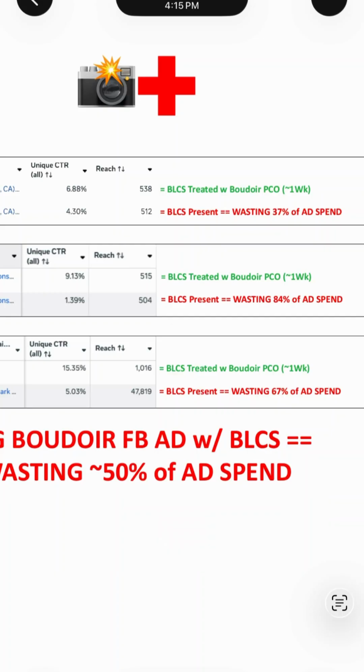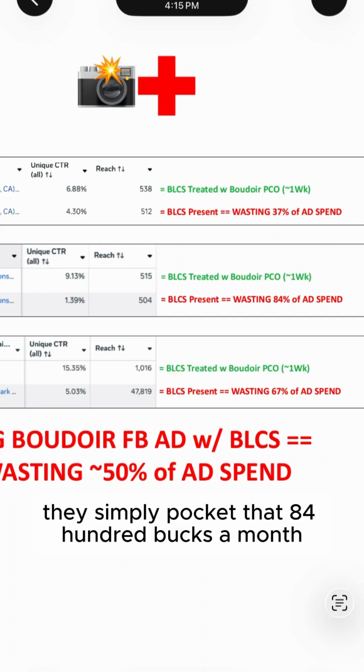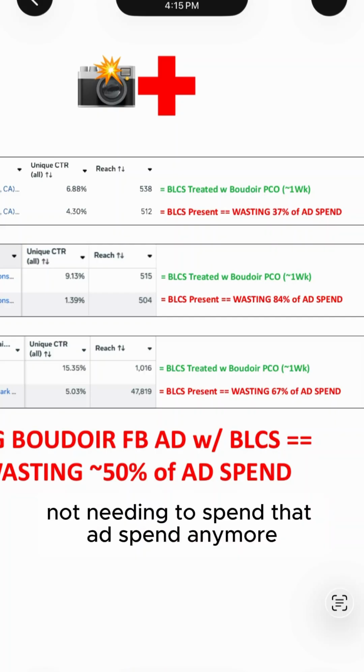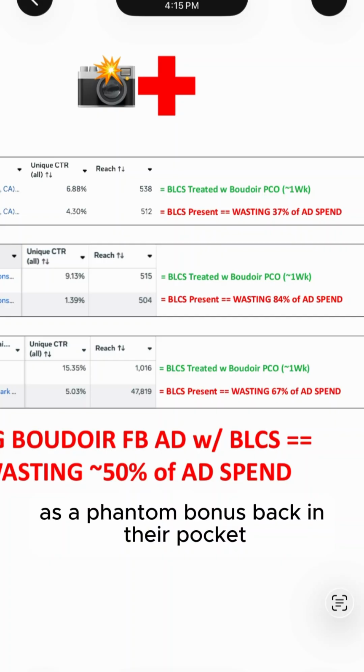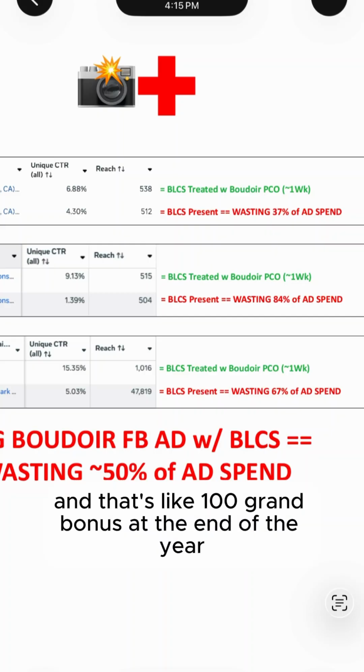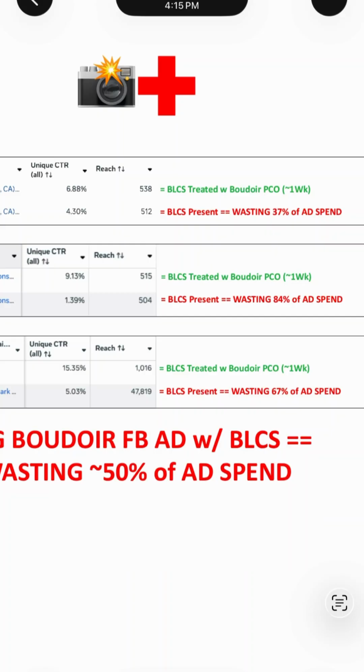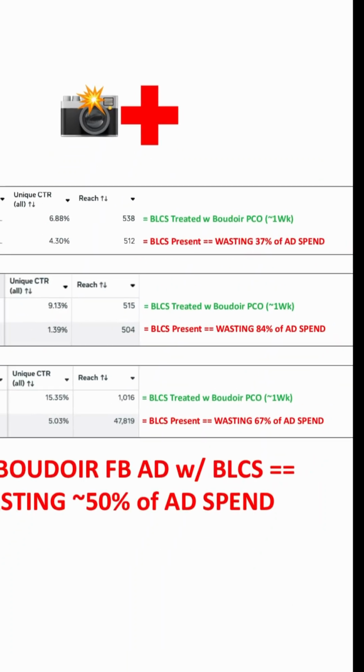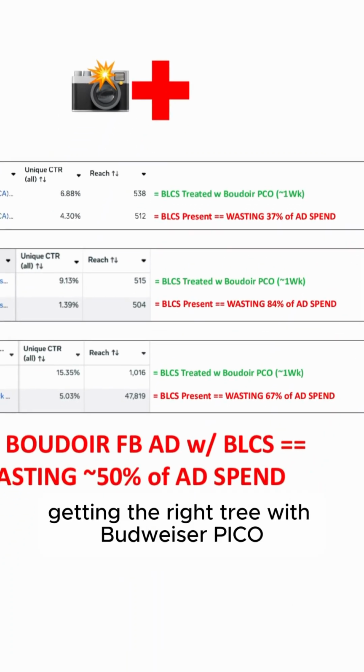So they simply pocket that $8,400 a month, not needing to spend that ad spend anymore, as a phantom bonus back in their pocket, no extra work required. That's like a 100 grand bonus at the end of the year by simply getting their ad treated with Boudoir Pico.